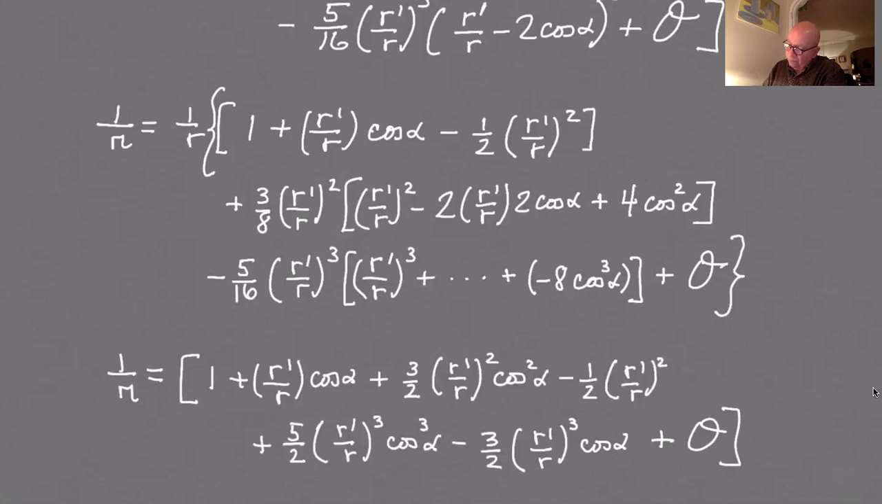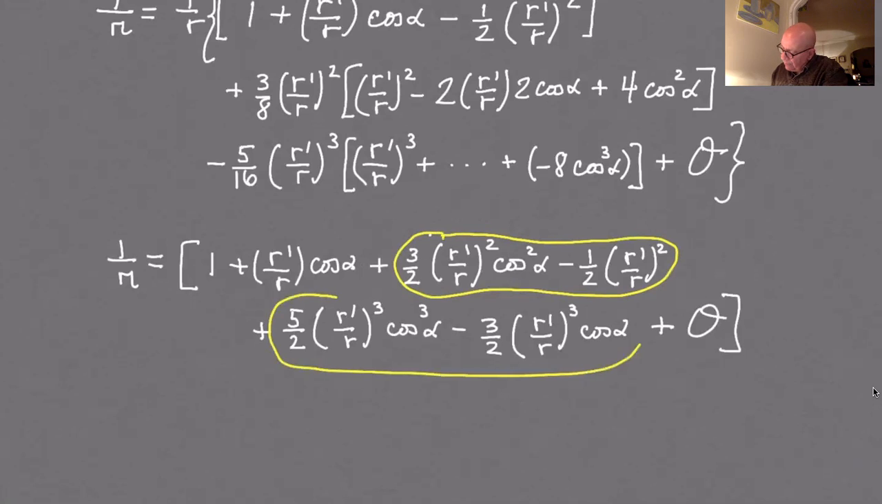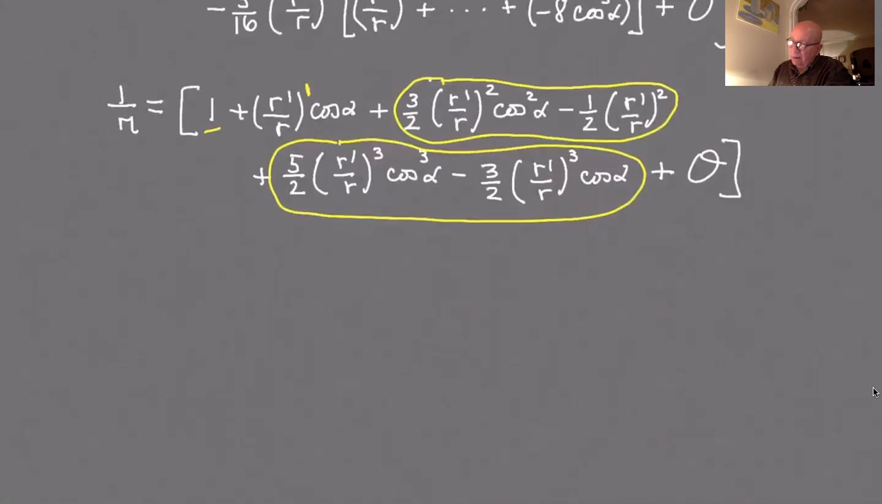Okay, so what we have now here is, these are the terms in (r prime over r) squared. These are the terms in (r prime over r) cubed. This is really to the first power, okay? And this would be to the 0 power, this first term. So then let's collect all these and clean these up a little bit.